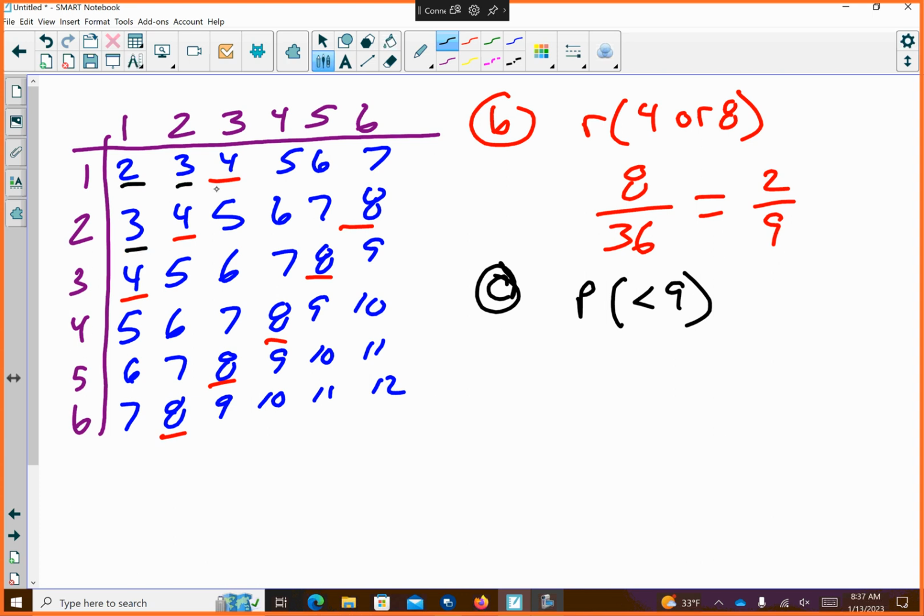I got 1, 2, 3, 4, 5, 6, 7, 8, 9, 10, 11, 12, 13, 14, 15, 16, 17, 18, 19, 20, 21, 22, 23, 24, 25, 26. So I have 26 outcomes out of 36. I guess if you wanted to reduce that, 13 out of 18. But again, reducing isn't necessary always in statistics. The only time I think reducing is kind of necessary is to make it a little bit more reader friendly. So 13 out of 18 is sometimes easier to understand than 26 out of 36.